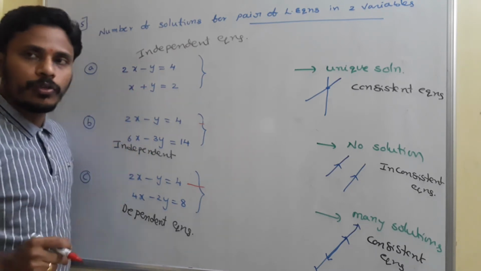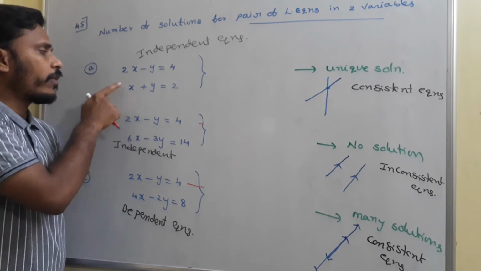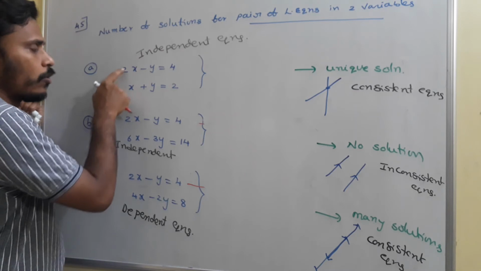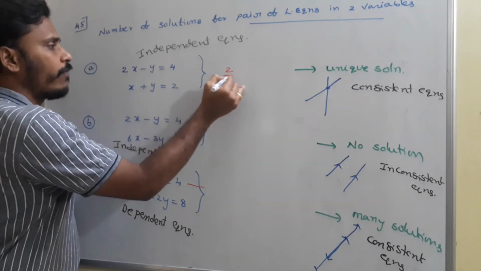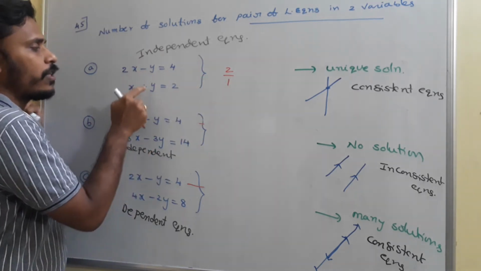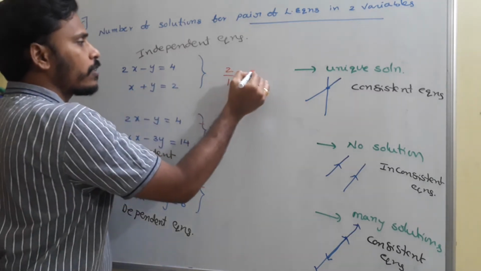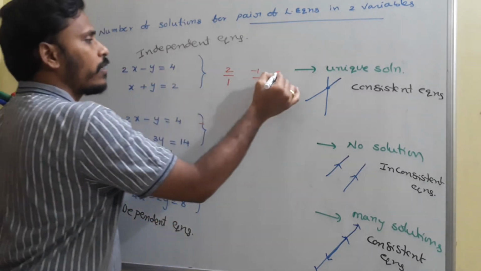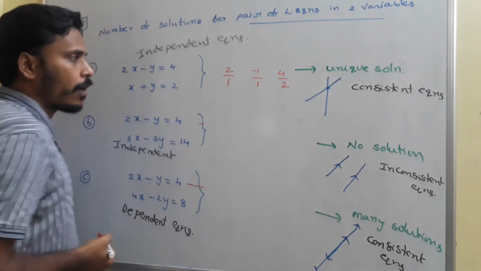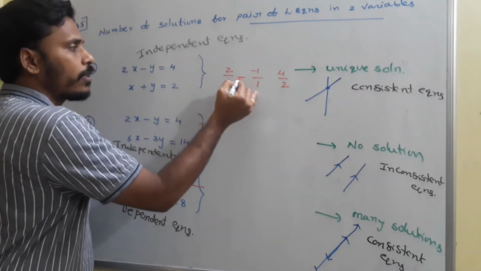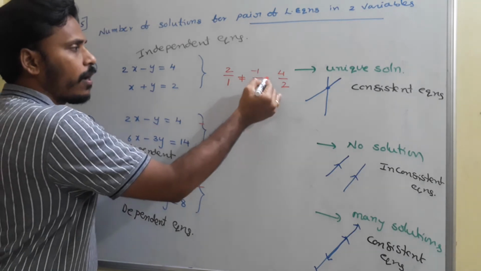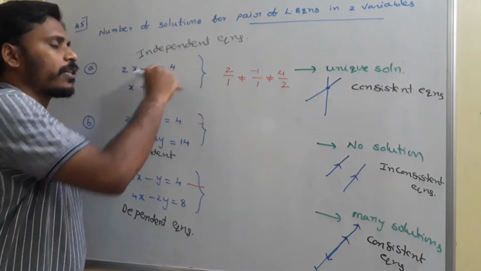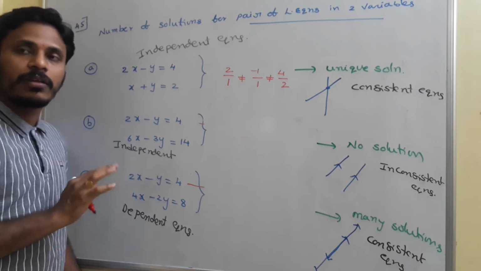When you observe these two equations, the ratio between the x coefficients of these two equations is 2 by 1, and the ratio between the y coefficients of these two equations is minus 1 by 1, and the ratio between the constants is simply 4 by 2. And if you analyze, this 2 by 1 is not equal to minus 1 by 1, which is not equal to 4 by 2. So the ratios between the x coefficients, y coefficients and constants are not equal.